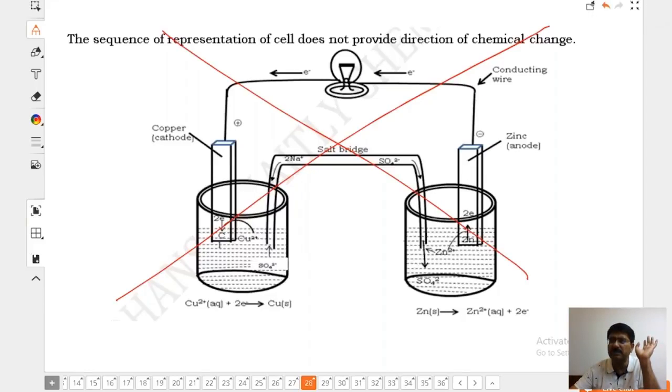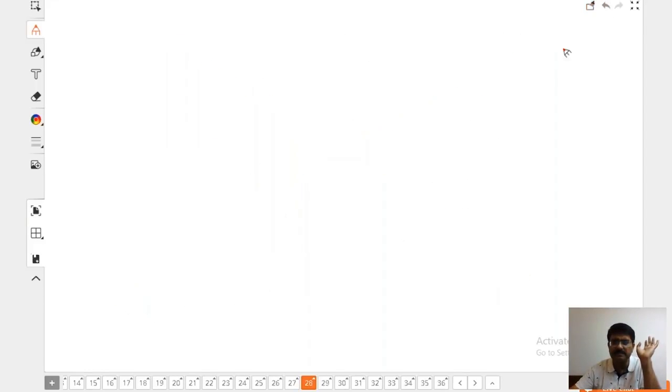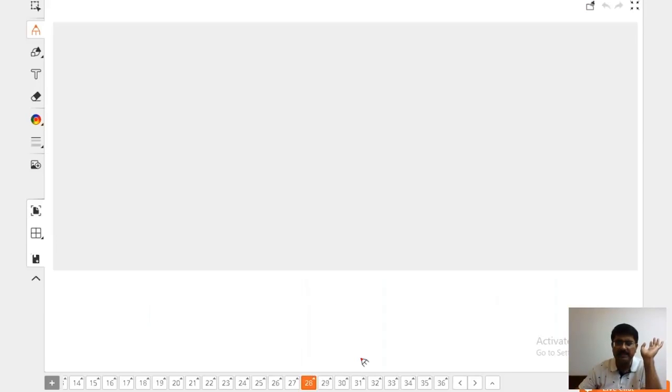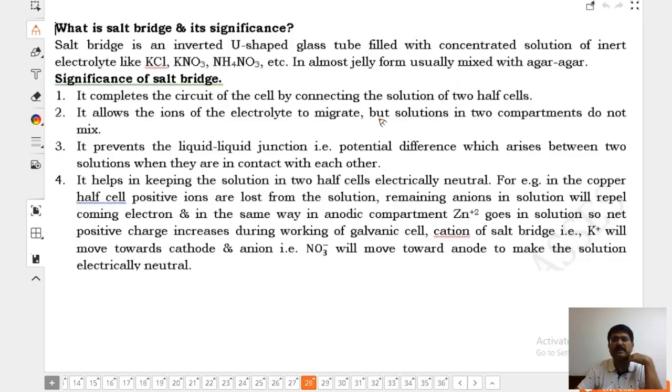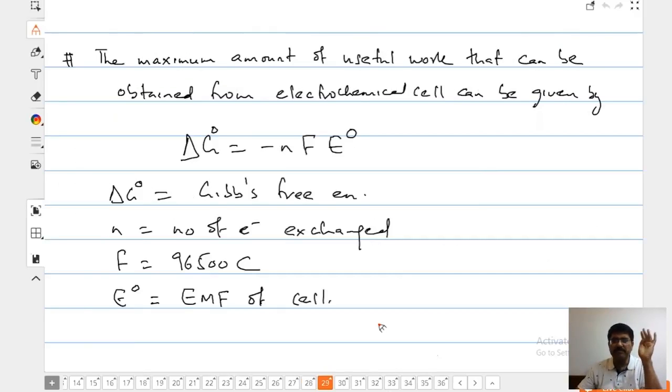So let us do one thing. Just hold on. Let us delete this picture so that it does not confuse you at a later stage. Correct? What is the salt bridge and significance? You will read it, okay? You will be doing it yourself. Now, we are moving toward the next turn. We are going further deeper into this.